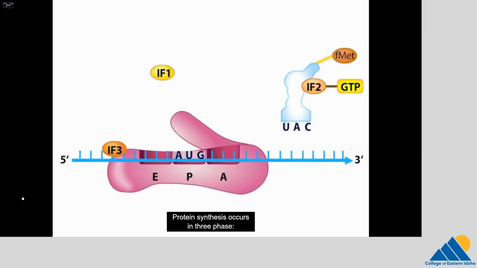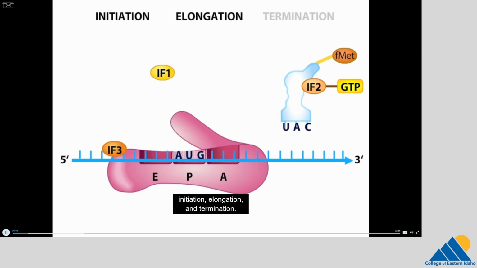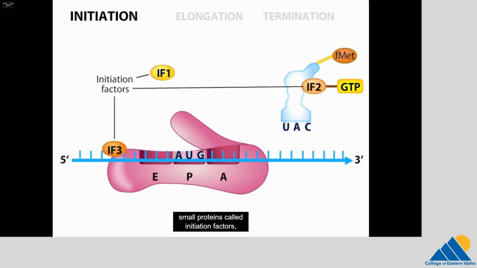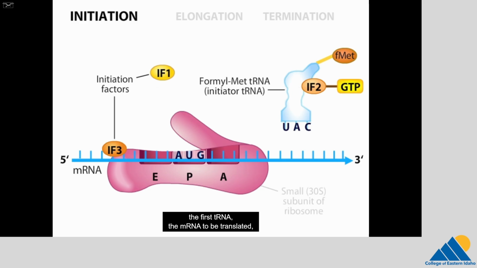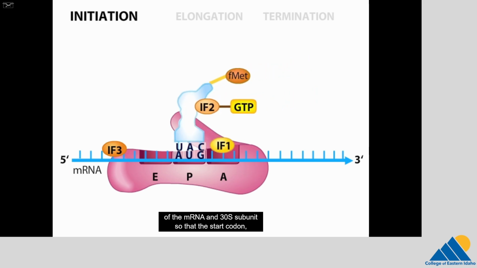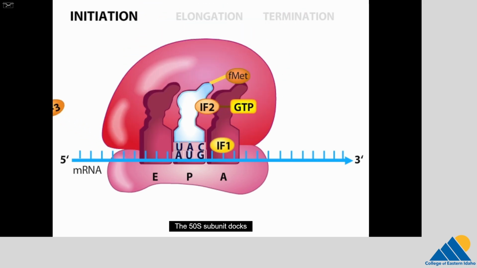Protein synthesis occurs in 3 phases: initiation, elongation, and termination. In bacteria, such as E. coli, initiation requires the association of several components: small proteins called initiation factors, the first tRNA, the mRNA to be translated, and the small subunit of the ribosome, also called the 30S subunit. The key event of initiation is the association of the mRNA and 30S subunit so that the start codon, AUG, is centered on the ribosomal subunit. The 50S subunit docks to complete the initiation complex. Initiation uses energy by hydrolysis of GTP.